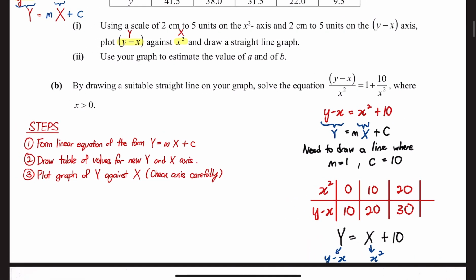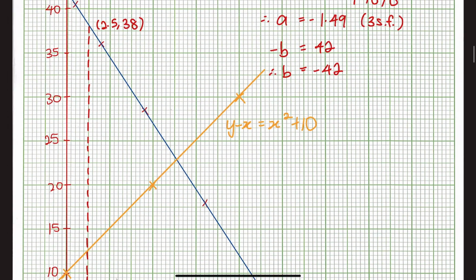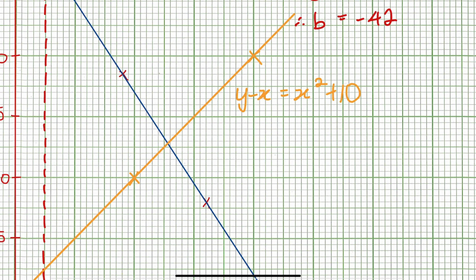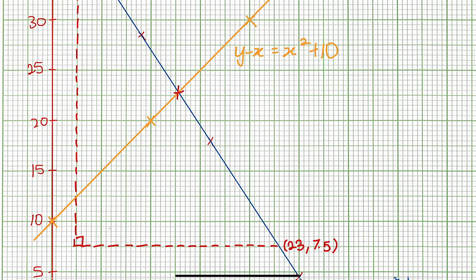Okay, so by looking at this graph here, I can see that the intersection between these two graphs should lie somewhere, let me see. Maybe my graph is not that accurate because of the graph paper online, but the intersection point should be, let me label it with a cross, this intersection point here. It should be 13, 23.